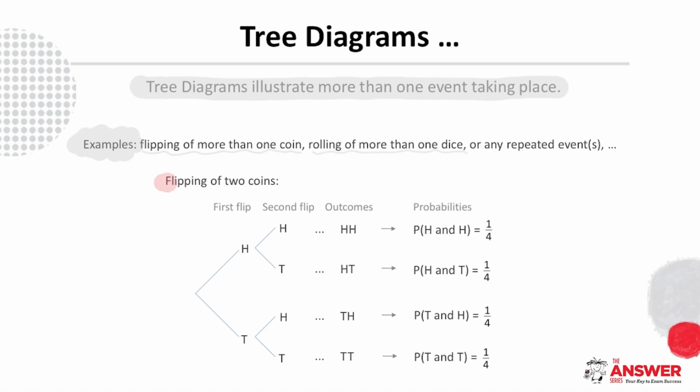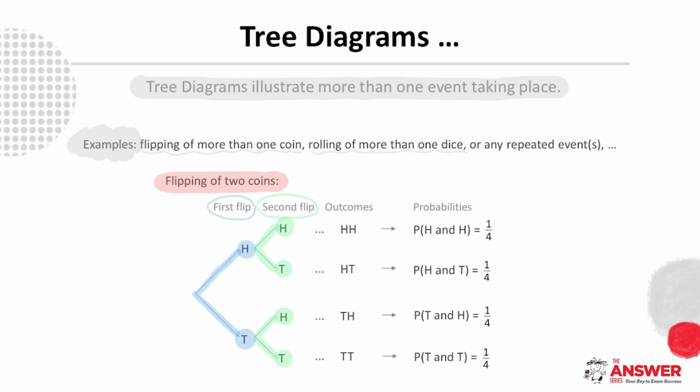Let's consider the flipping of two coins. The first two branches of the tree diagram offer the two options for the first flip, heads or tails. Then, if the first flip is heads, we track along this branch to find the options for the second flip, which follow here, again heads or tails. Or if the first flip is tails, then we track along this branch of the first flip, and then the second flip options follow here this time.